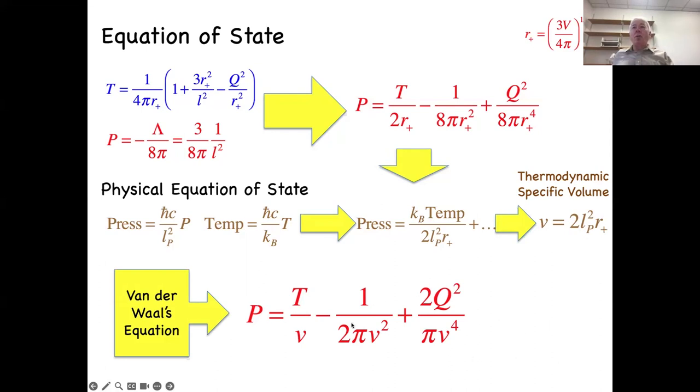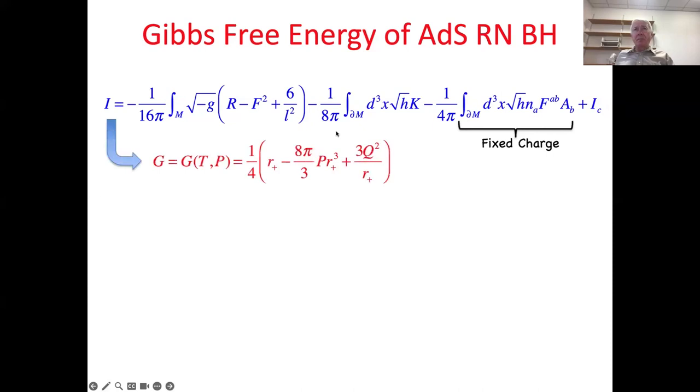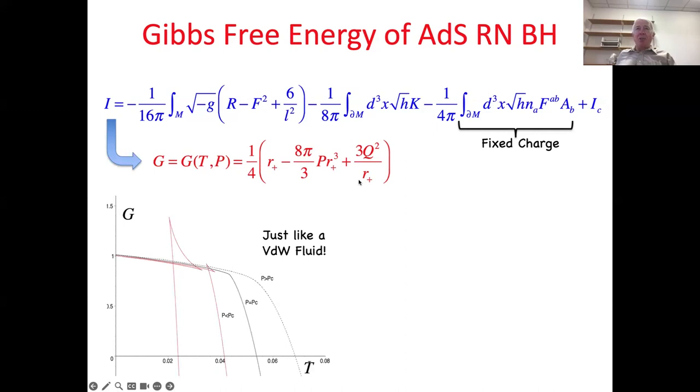And this has all the properties that the standard van der Waals equation has for an ideal gas, or rather qualitatively has the same behavior. The Gibbs free energy can be computed by computing the total action of the black hole using well-known boundary methods that include this Gibbons-Hawking-York term and a boundary term that ensures the charge of the black hole remains constant, and boundary surface terms that cancel off divergences from these other parts. So in the interest of time, I hope you'll take my word for it that the Gibbs free energy is this function of r plus, and the temperature is a known function of r plus.